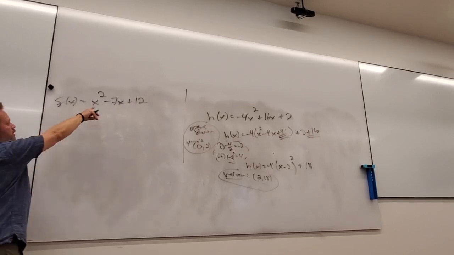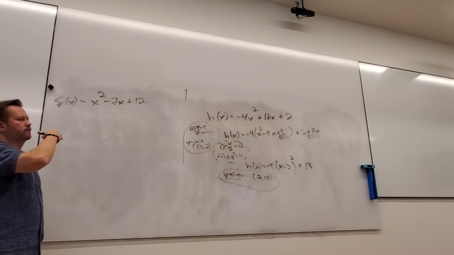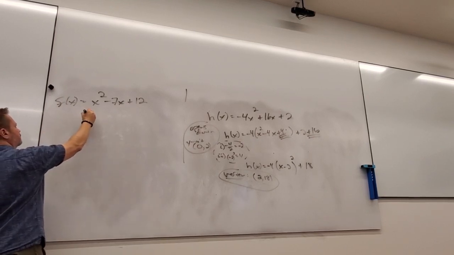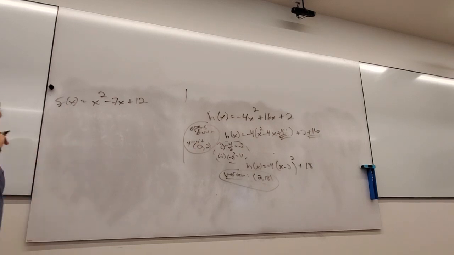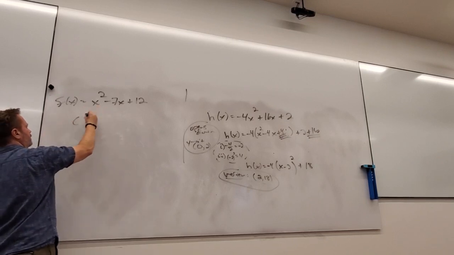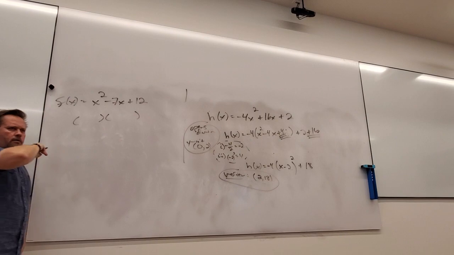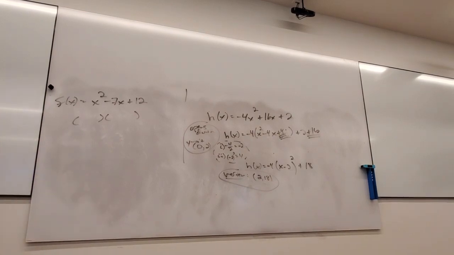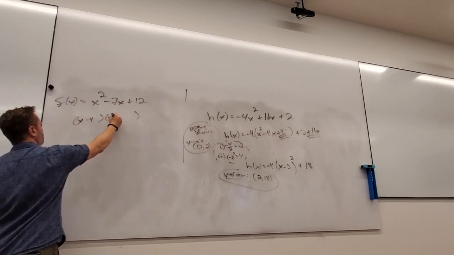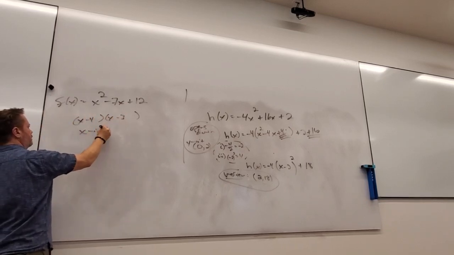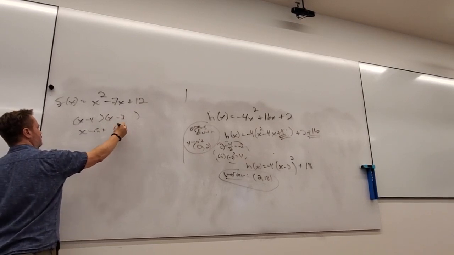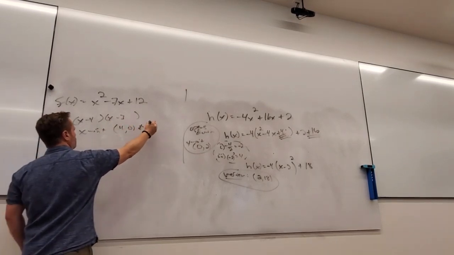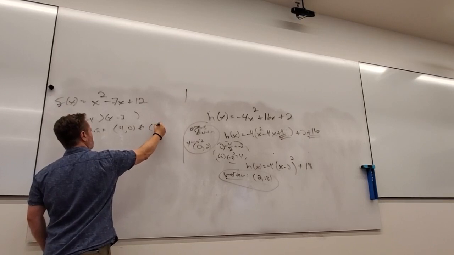If I want to know the x-intercepts for this, what would I do? Well, you start by turning f of x into y, and then replace y with 0. So to find the x-intercepts, I have to factor this. How does that factor? So I know the x-intercepts then are (4, 0) and (3, 0). Okay, good.